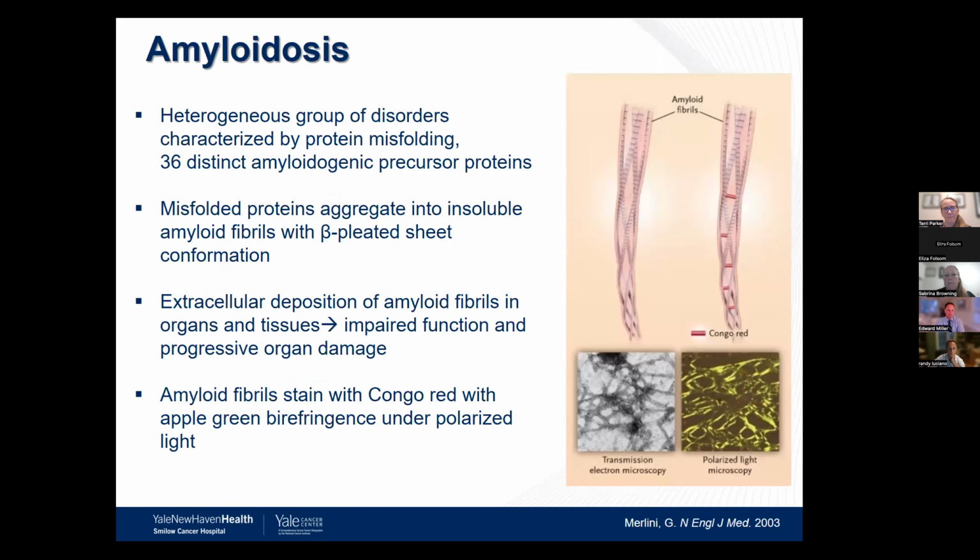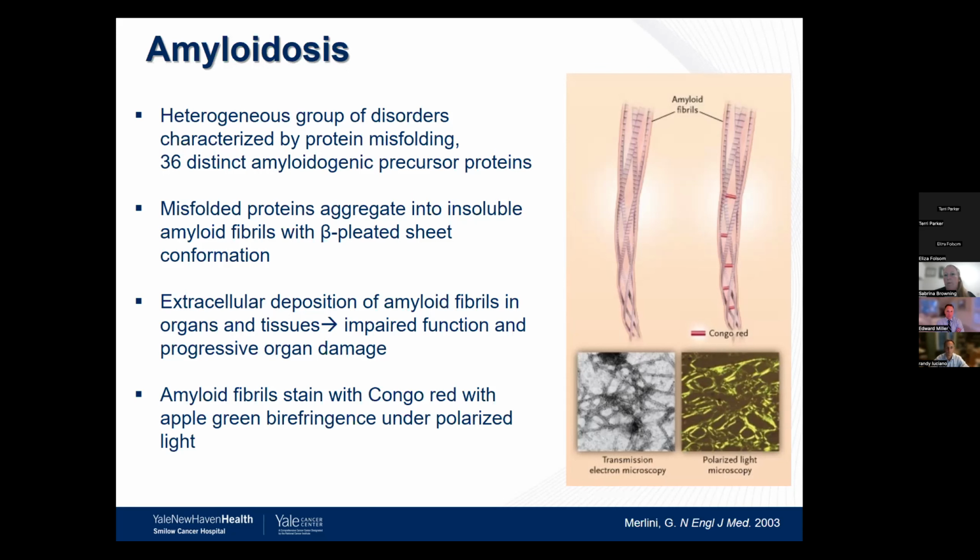To begin, amyloidosis is a group of diverse diseases that are all characterized by abnormal folding of proteins within the body. These proteins then aggregate to form insoluble amyloid fibrils in what is referred to as a beta-pleated sheet conformation. To date, there have been 36 different precursor proteins identified that can form amyloid fibrils and lead to amyloidosis. Amyloid fibrils then deposit extracellularly into organs and tissues, resulting in impaired function and progressive organ damage.